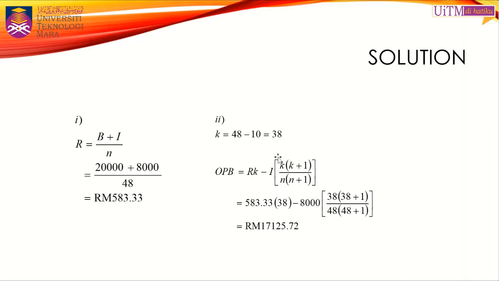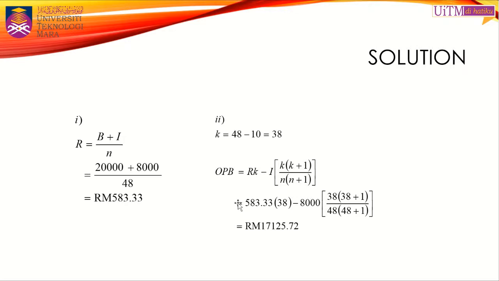So using the rule of 78 formula, OPB is equal to RK minus I, times K(K+1) over N(N+1). You already calculated the value of R just now, so you have R equal to 583.33. And then K here you found just now is equal to 38. I was given before this, 8,000. And then in the bracket you have 38 times 38 plus 1, divided by 48 times 48 plus 1. Okay, calculate the whole thing.